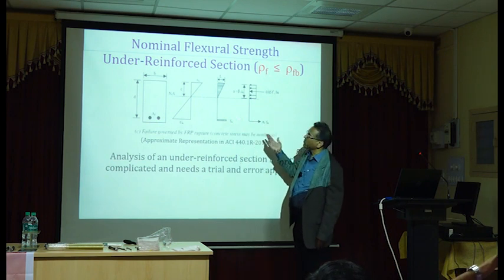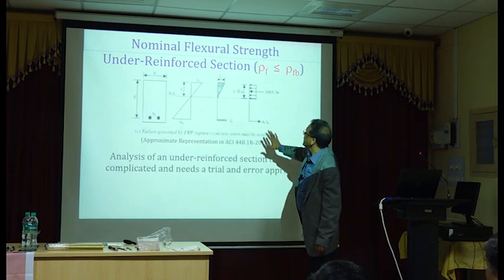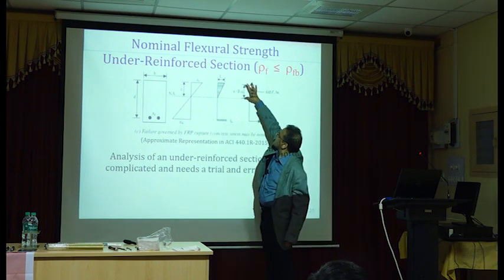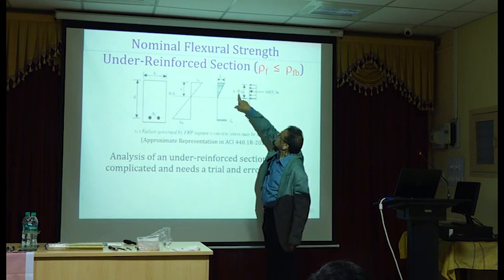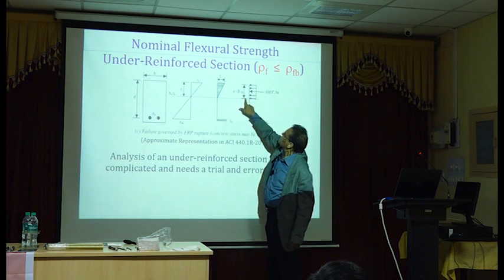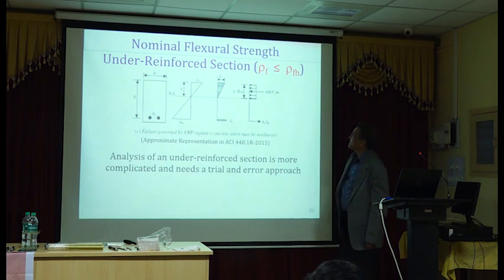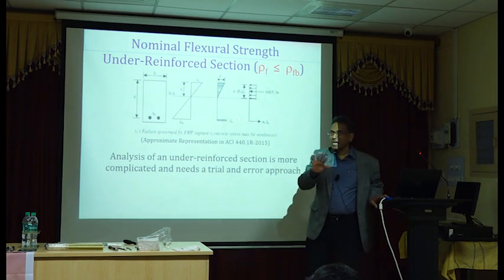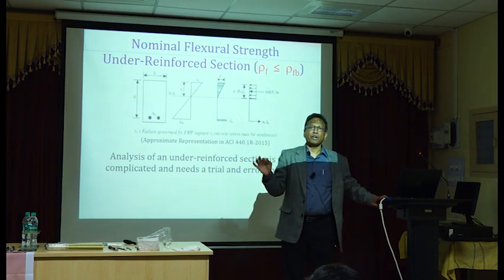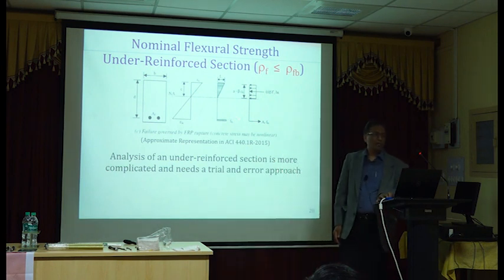But even otherwise, ACI has given us an approximate approach in which it says just use this depth to be CB. CB or beta 1 CB extends all the way to here, and then find out your average stress is 0.85 F prime C and B times A, and then find out your moment strength based on this approach. It's not perfect, it's not accurate, but that's an approximation which is found to be okay, adequate.